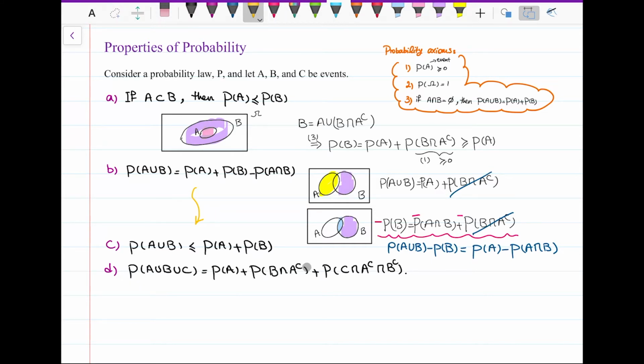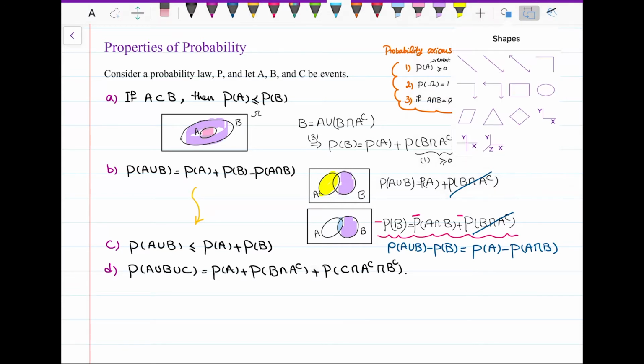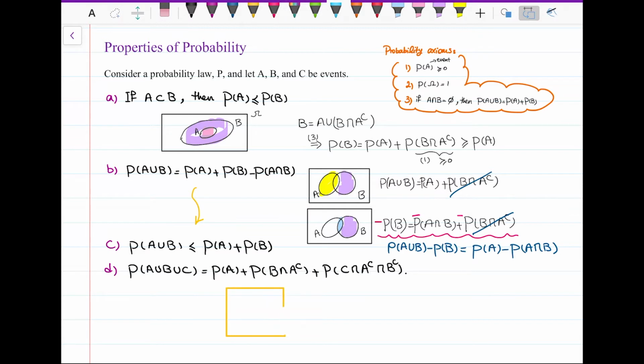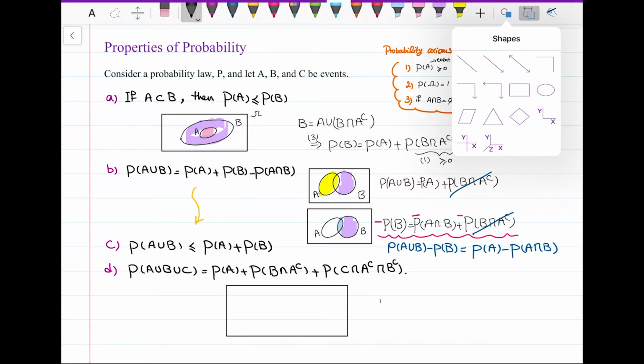So this equation is based on this part. Great. How about the last one? The last one seems like too much information, but it's not that hard. Let me draw the Venn diagram in here.